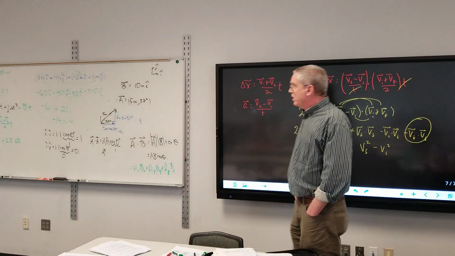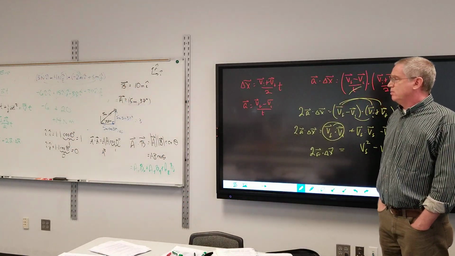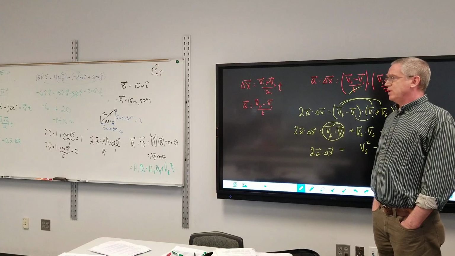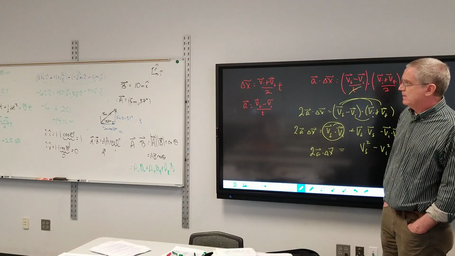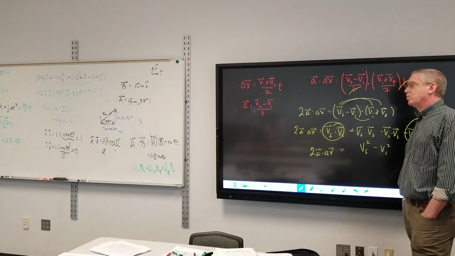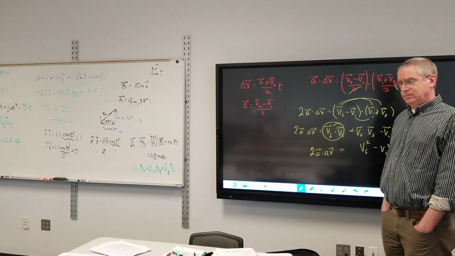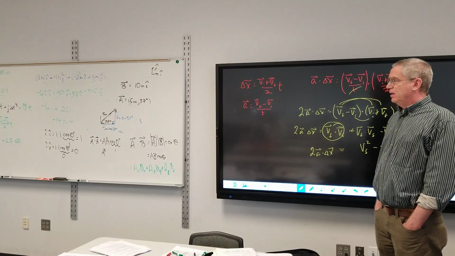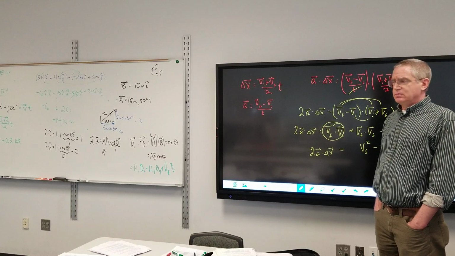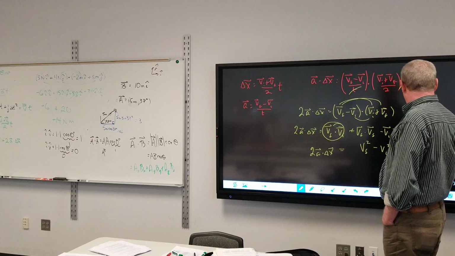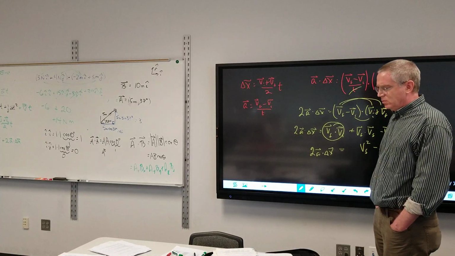So the final speed squared is equal to the initial speed squared plus 2 times the acceleration dot delta x. Again, we are assuming acceleration is constant. All right, let's do an example, and then we'll talk about the lab.